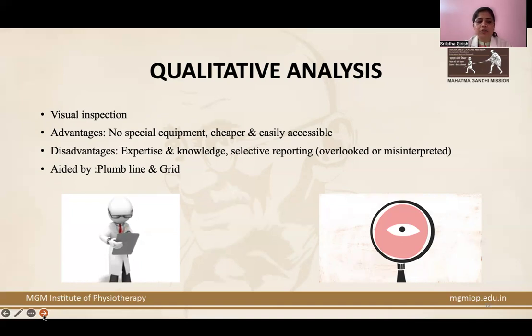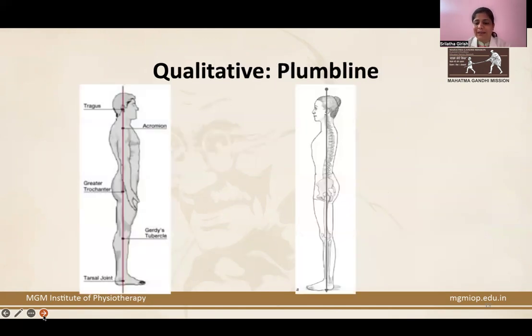Okay. Now, to overcome these disadvantages to a certain level, although not completely, there are different tools that we can use in the clinical setup, like the plumb line and the grid system. Now, these tools aid in providing an objective measurement and a visual reference point, helping us to standardize our observation and reduce the bias. Now, let's look into the plumb line.